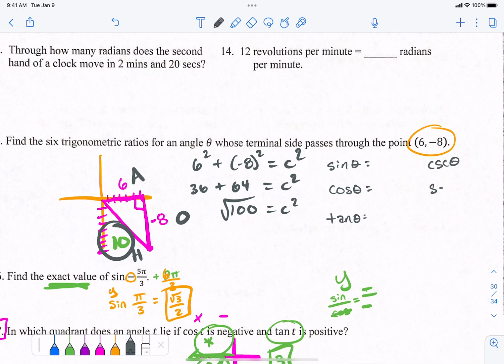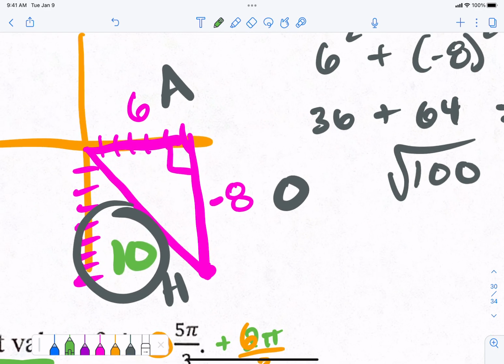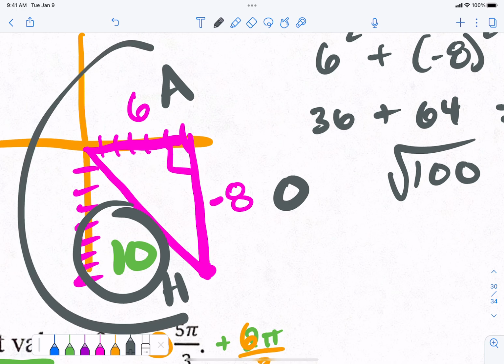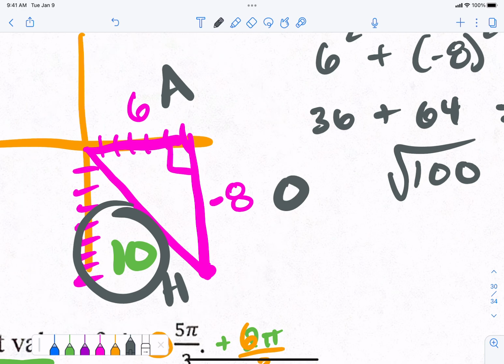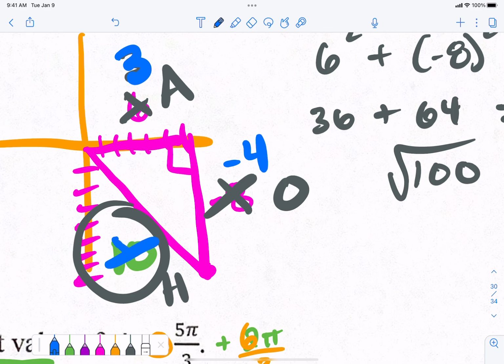Cosecant, secant, and cotangent. This is where you use your SOHCAHTOA. Now I'm gonna do something real quick. 6, 8, 10 is a 3, 4, 5, so I'm going to reduce them here so I don't have to keep reducing over there. 6 becomes 3, negative 8 becomes negative 4, and 10 becomes 5.